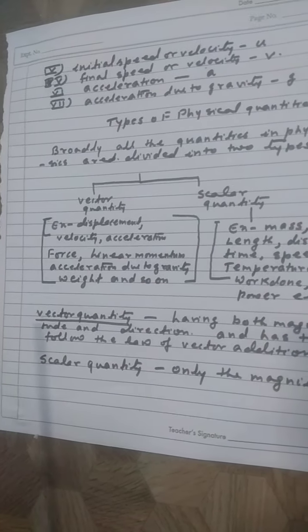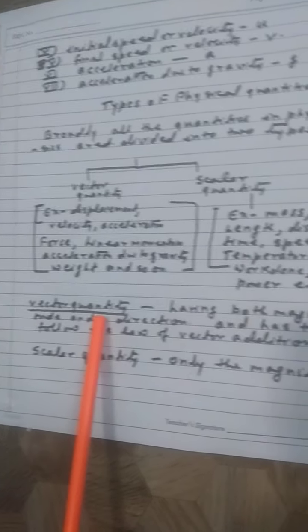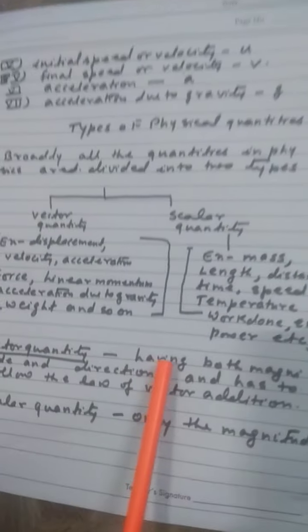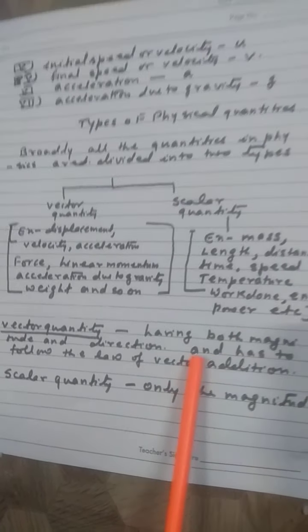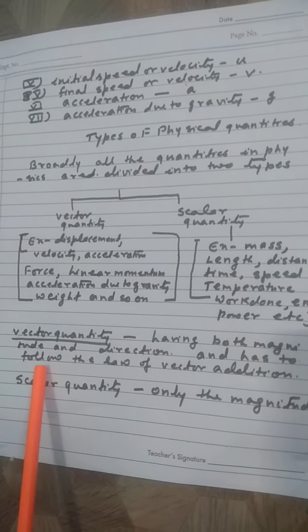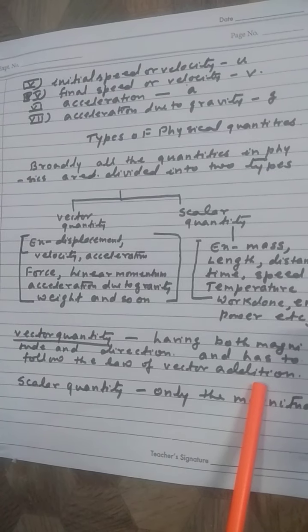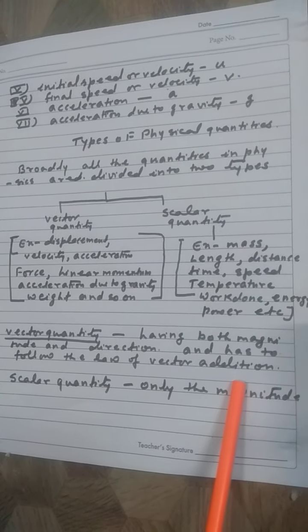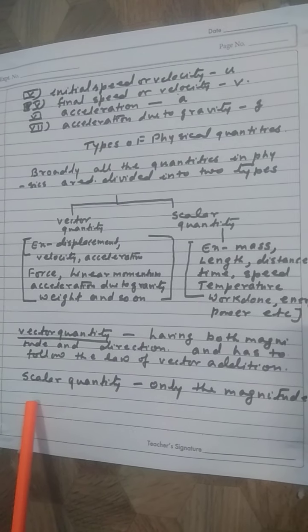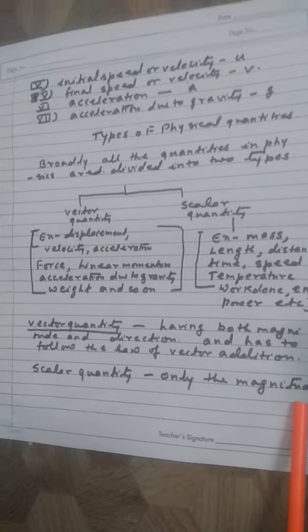Now we will come to the definition part of vector quantity. Vector quantities are those quantities having both magnitude and direction. It has to follow the law of vector addition. That is the essential condition for a quantity to be a vector quantity. Scalar quantity has only the magnitude.